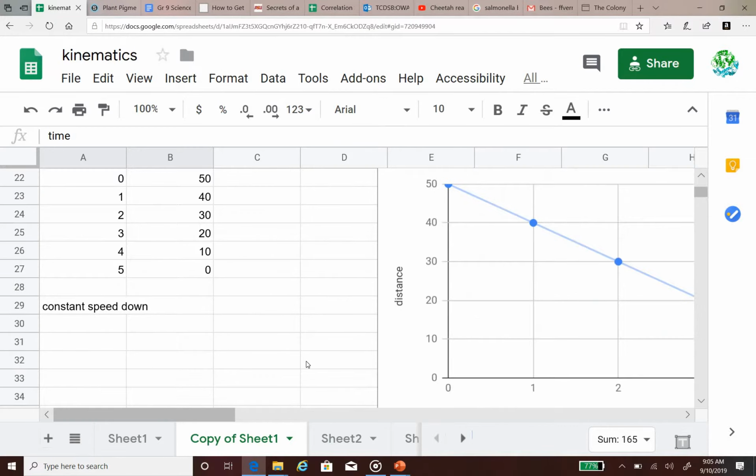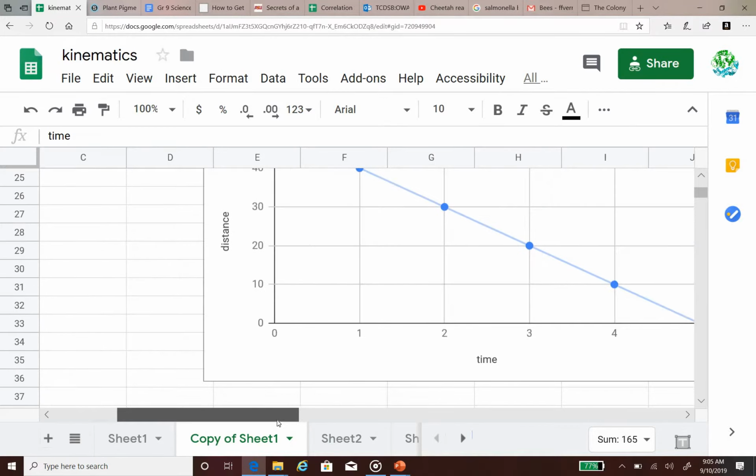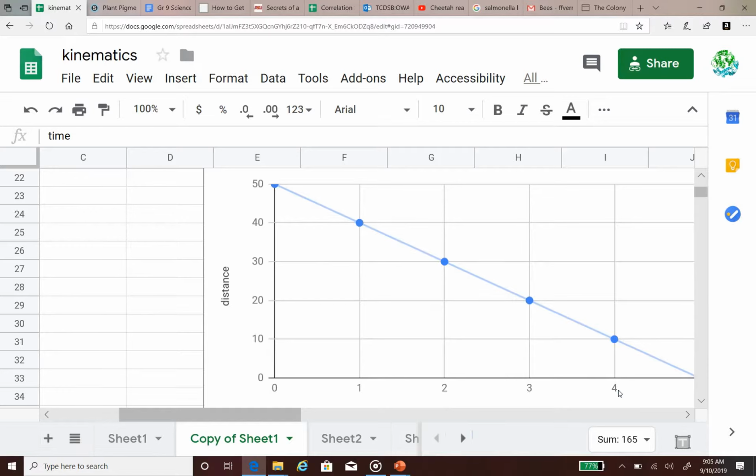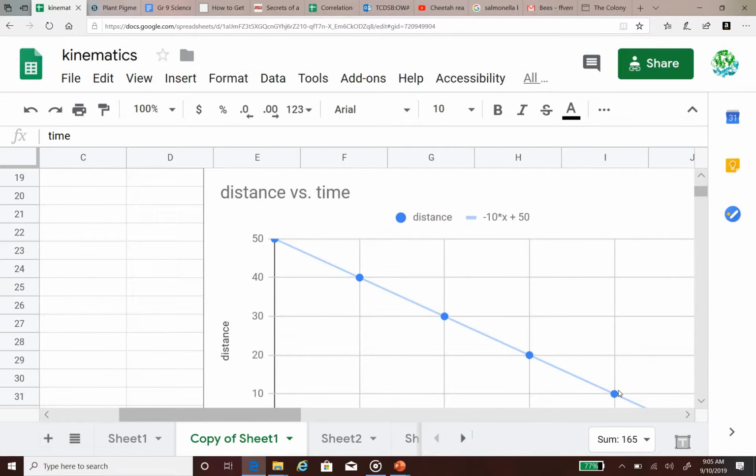If I look at this graph, you'll notice that it's the same slope, but negative. It's negative 10. y = mx + b, right? Now, think about that for a second. They're both moving at a constant speed, right? But one is negative and the other one is positive.